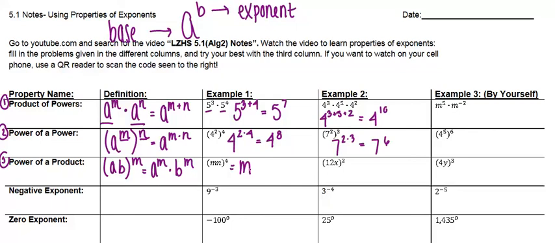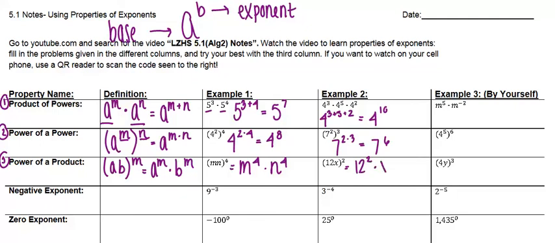I have a product of m times n. So if I want, I can go ahead and distribute that exponent, and I can actually rewrite this as m to the power of 4 times n to the power of 4. And once again, I can't go any further.